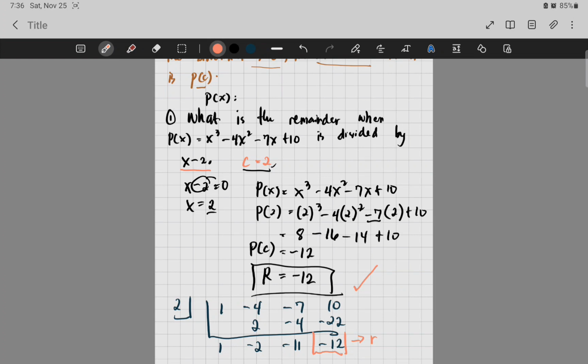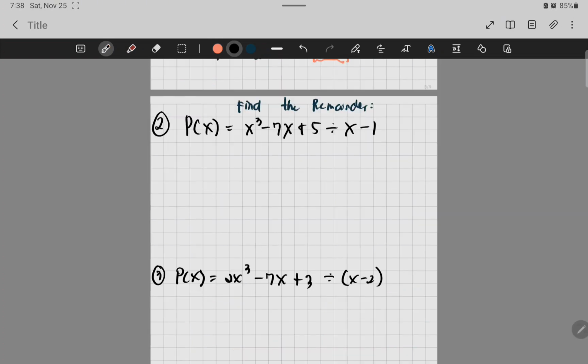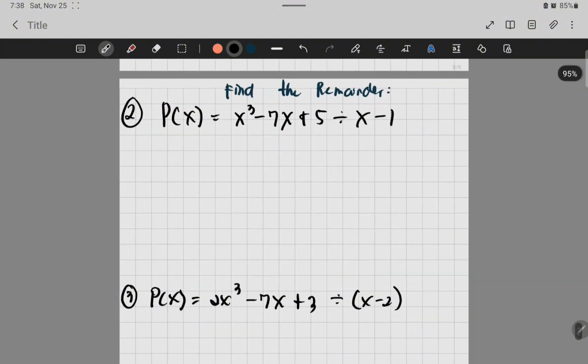Okay, so let me give you another example. For our example, we're going to find the remainder using the remainder theorem by dividing the given p of x by a given binomial expression. Okay, so if we have here p of x is equal to x cubed minus 7x plus 5 divided by x minus 1, what will be the remainder?